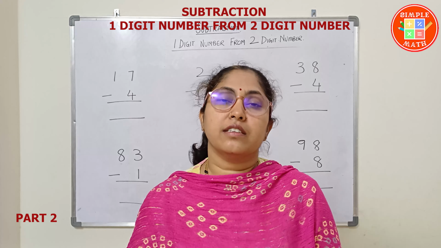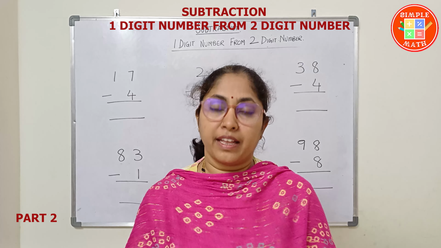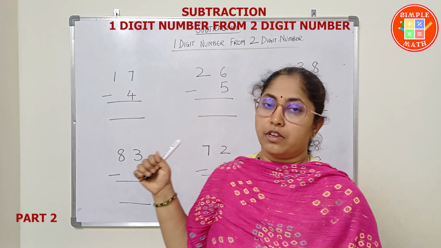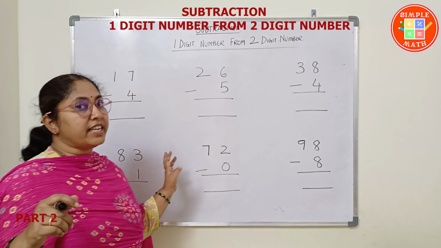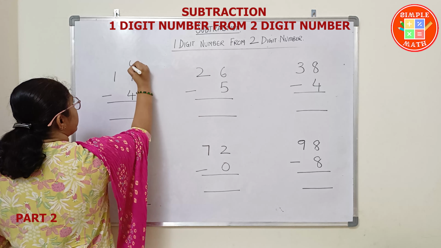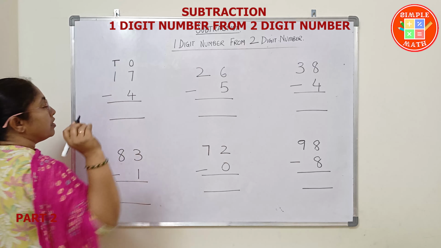We have seen subtraction of a one digit number from a one digit number. Now we will see subtraction of a one digit number from a two digit number. Now we will mark the ones and tens columns and start subtraction. This is the ones column, this is the tens column. Similar to addition, we always start subtraction from the ones column.